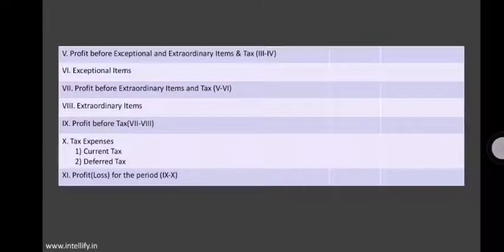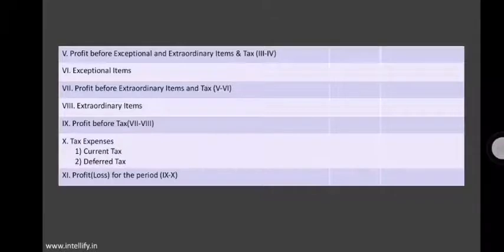Next we take out profit before exceptional and extraordinary items. That is, profit is equal to total revenue minus total expenses. Next we add exceptional items, for example sale of scrap. Now sale of scrap is an exceptional item, meaning you do not carry on this in the normal course of your business. Exceptional items and extraordinary items have one and the same meaning. You do not carry on these activities in the normal usual course of your business.